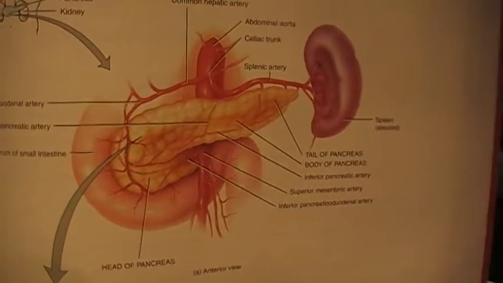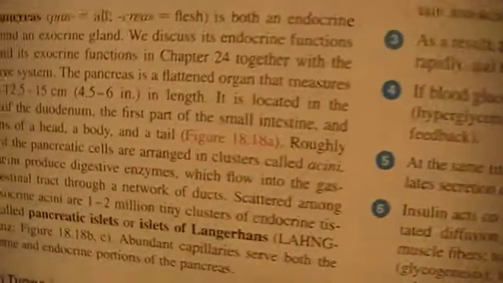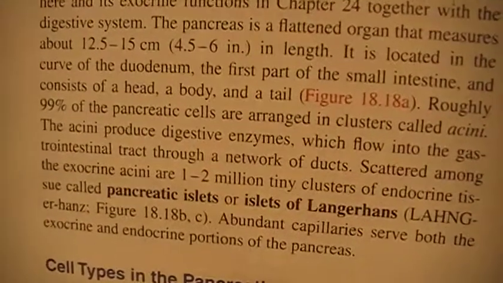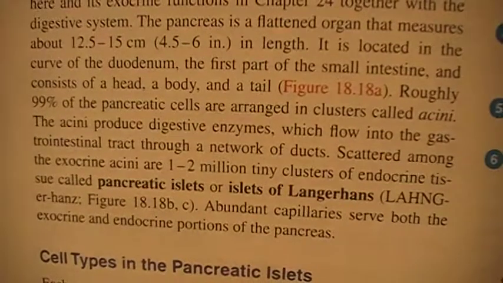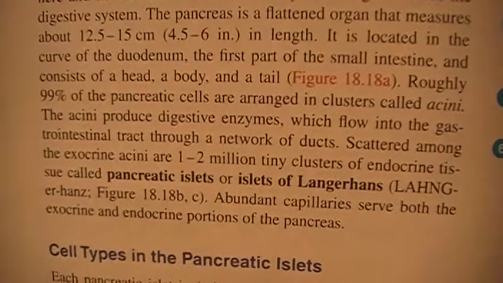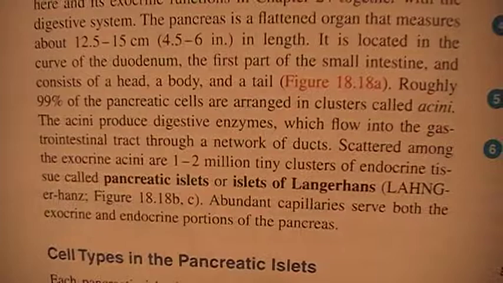The pancreas is 99% Acini cells. The Acini produce digestive enzymes which flow into the GI tract through a network of ducts.